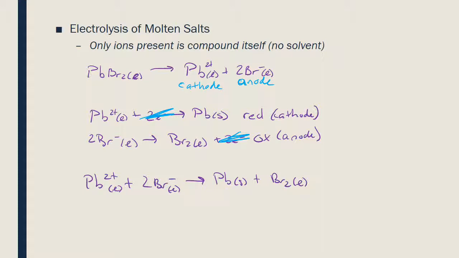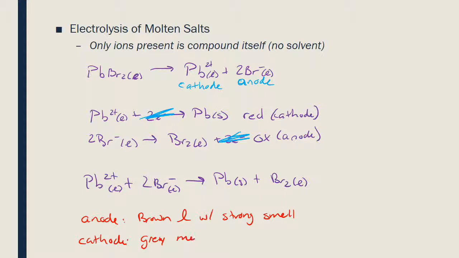So any observable changes, what would we be able to observe? Well, at the anode, bromine is brown. So we're going to see a brown liquid with this bromine smell. Bromine has a distinct smell. At our cathode, lead is a dull gray metal. So you're going to start to see a gray metal precipitate. It's actually going to precipitate onto the electrode itself, so that we can take the electrode out and scrape the lead metal off.